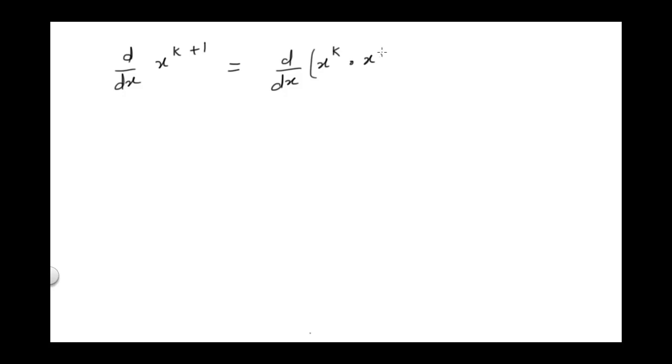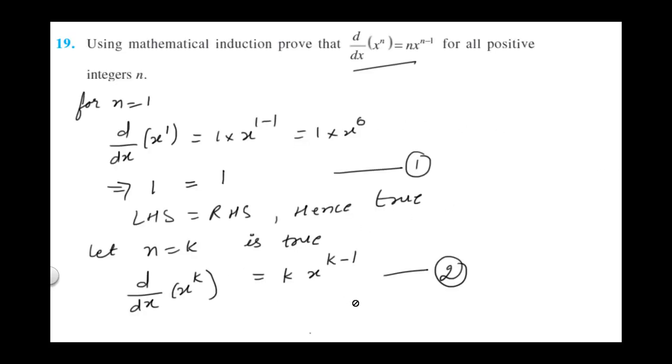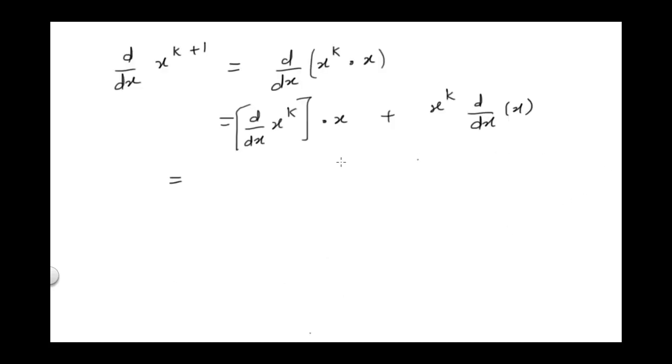Using the product rule here, we can write it as d by dx of x to the power k, when x is, we are taking x as it is, we are differentiating x to the power k, plus x to the power k as it is, d by dx of x. Just to see here, we know this value, right? We are not differentiating actually, we are taking the value from here, right? It is k into x to the power k minus 1, into x to the power here is 1, plus x to the power k, because differentiation of x is 1.